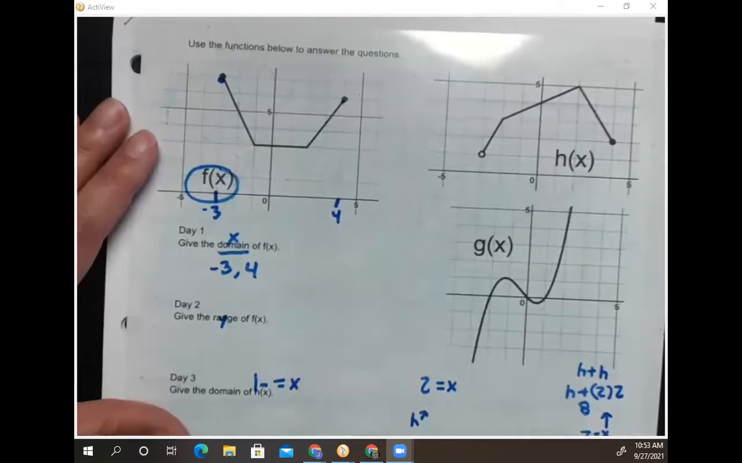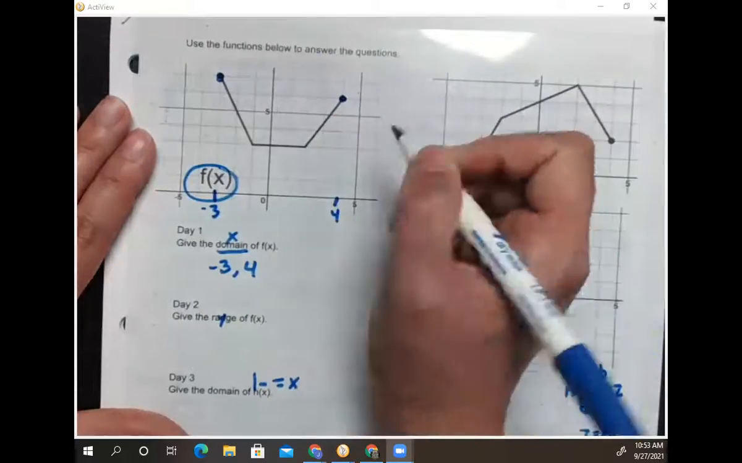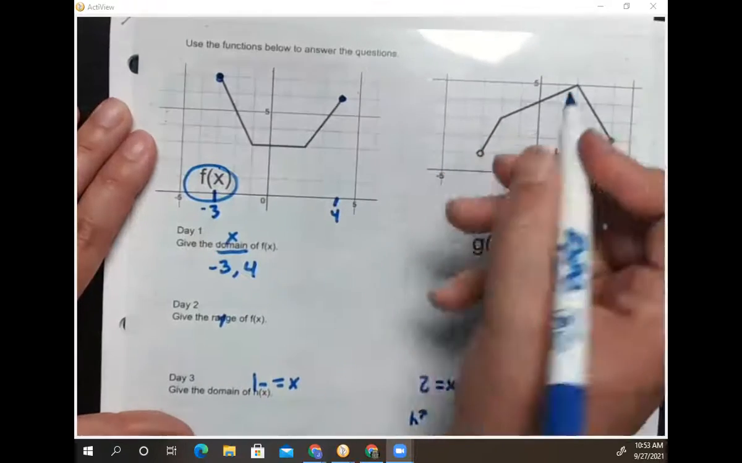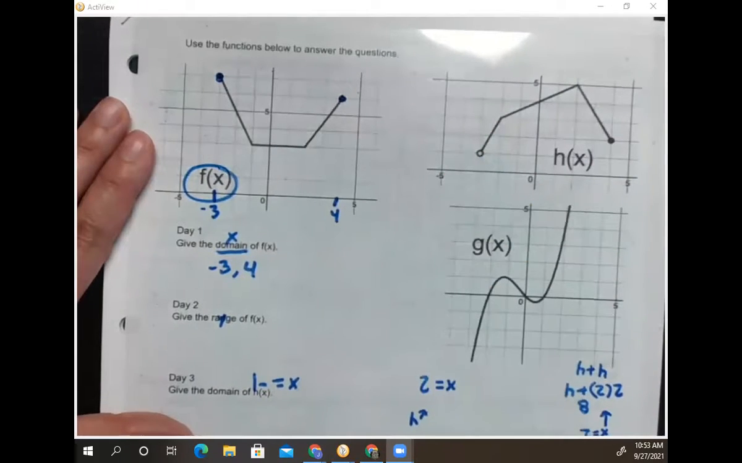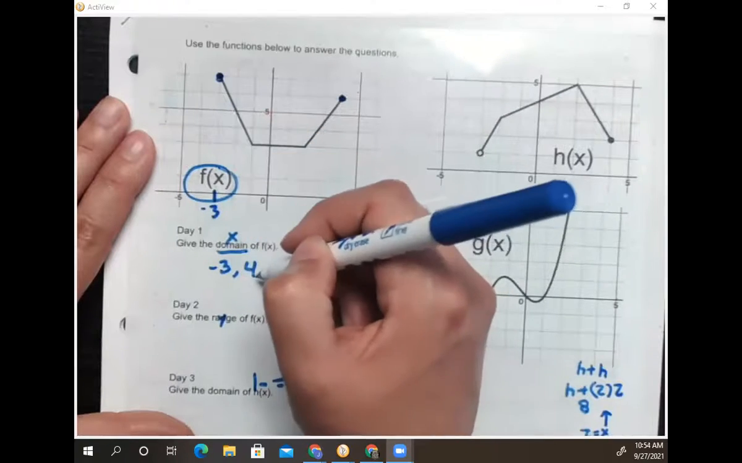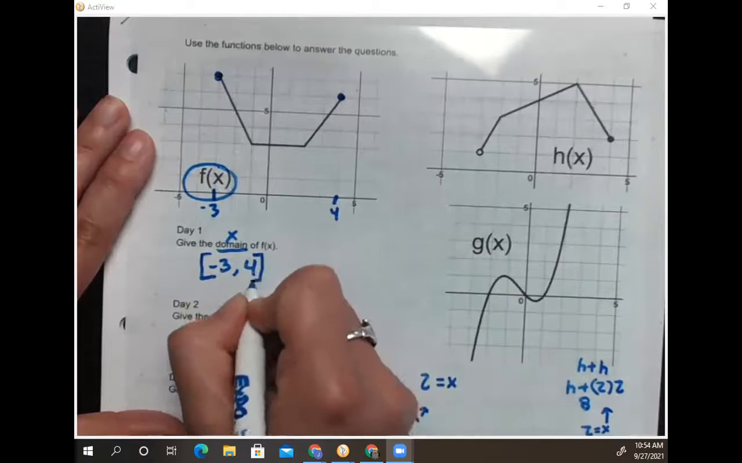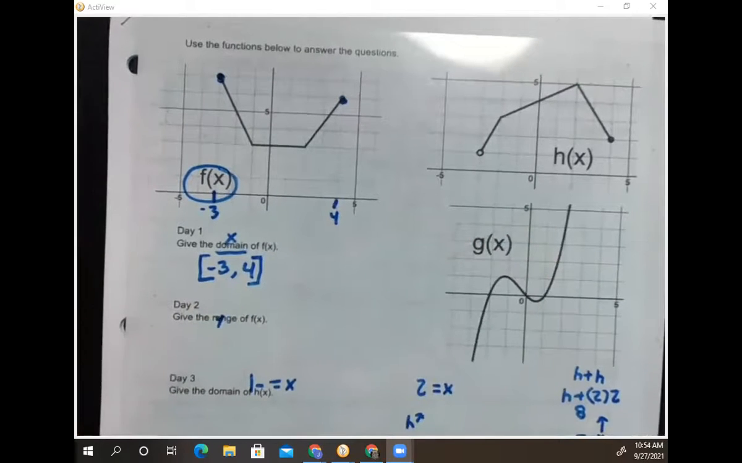Okay, parentheses versus brackets. So because we've got filled in points here, and my graph doesn't continue on forever, we don't have any open circles like h of x has, that means that -3 is an x value that I can have, and +4 is an x value that I can have. So we want to use brackets here. I can have each of those values as x, so I want to use brackets. We'll see as we continue through these problems this week, cases where we want to use parentheses instead, but for this guy, we're going to use brackets.